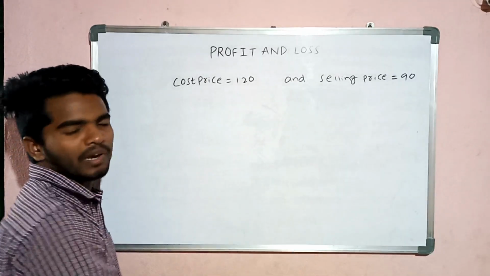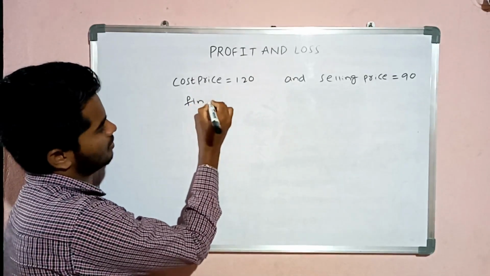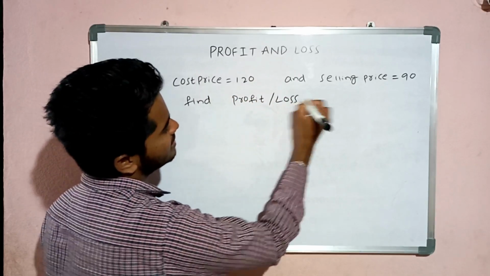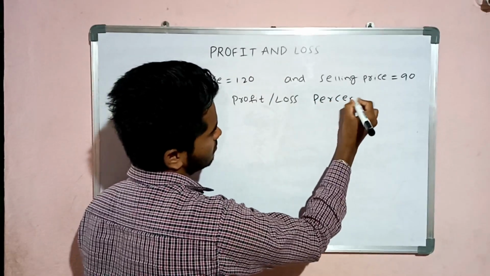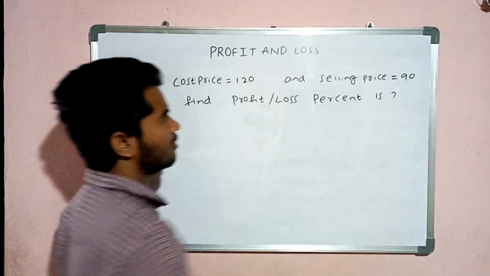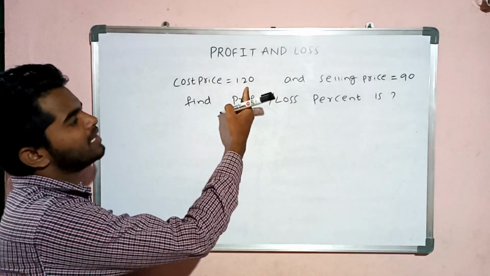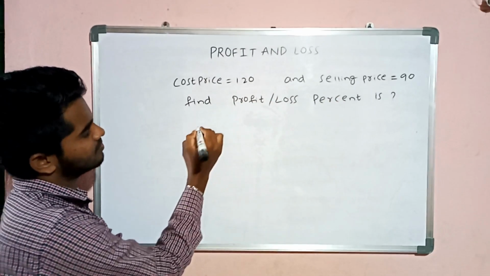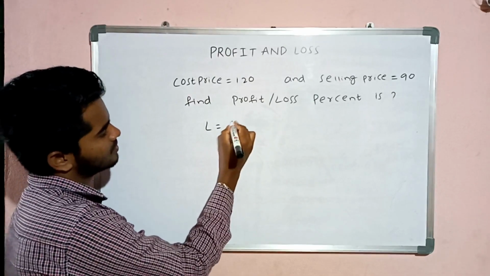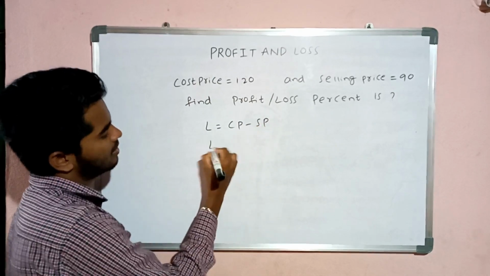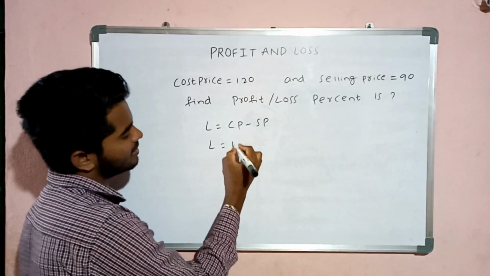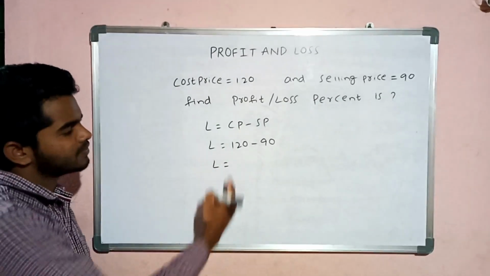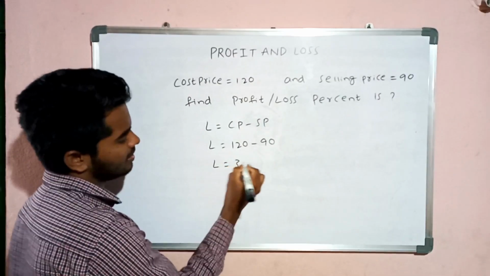Cost price equals 120 and selling price equals 90. Find the profit or loss percent. Cost price is 120, selling price is 90. Cost price is more than selling price, so it is called loss. Loss equals cost price minus selling price. Loss equals cost price 120 minus selling price 90. So loss equals 120 minus 90, 30. Loss is 30.